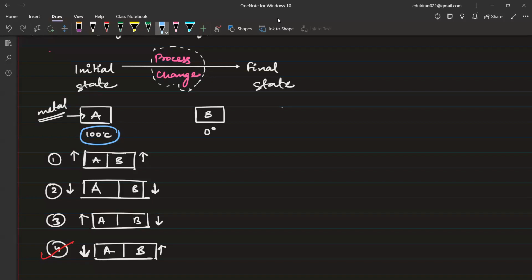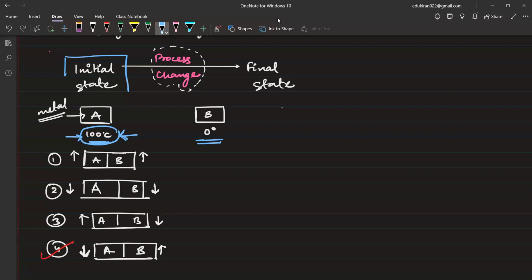So even though this iron block has too many properties, right now when we are defining this metal block, we are only interested in 100 degrees Celsius. Maybe in some other experiment, we will be discussing its mass, its moles, its volume. But right now we are only concerned about 100 degrees Celsius, and we are defining the initial state of this iron block with respect to what?